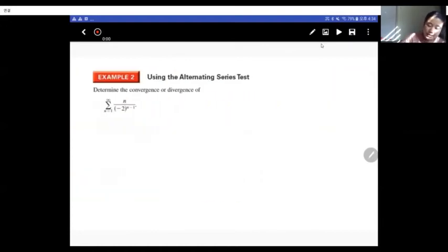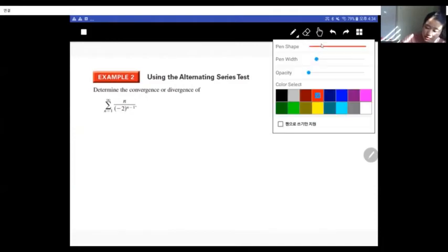All right, example number 2. Using the alternating series test, we are going to determine the convergence or divergence. So how are we going to solve this problem? I'm going to split this, and I'm going to make some changes here. So I have the sum of (-1)^(n-1) times n over 2^(n-1).